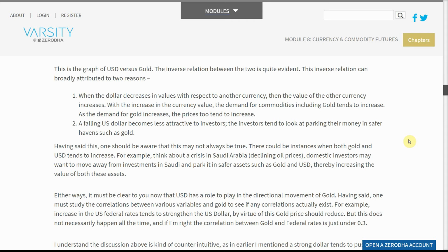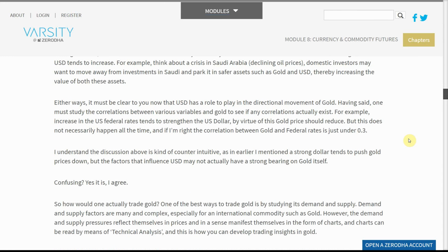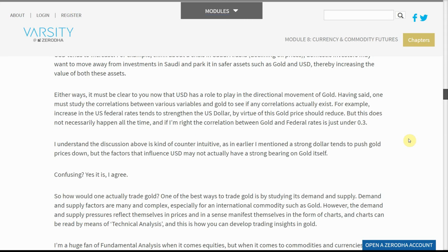Either way, it must be clear to you now that USD has a role to play in the directional movement of gold. Having said that, one must study the correlations between various variables and gold to see if any correlations actually exist. For example, an increase in the US federal rates tends to strengthen the US dollar. By virtue of this, gold price should reduce. But this does not necessarily happen all the time. And if I'm right, the correlation between gold and federal rates is just under 0.3.